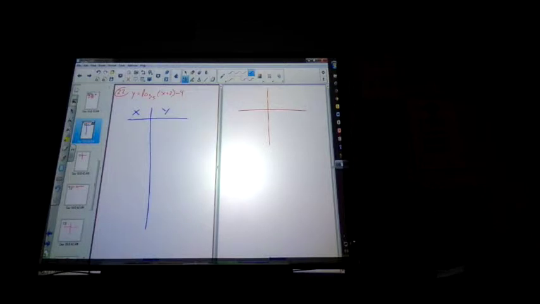All right, help me out. What are some things that can work? What if I had log base whatever of 1? If I had log base whatever of 1, what would that equal?